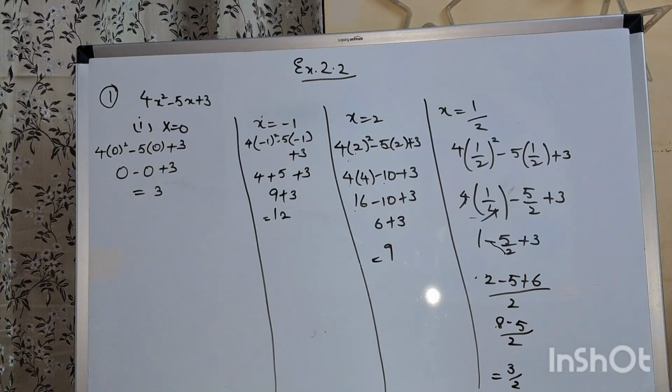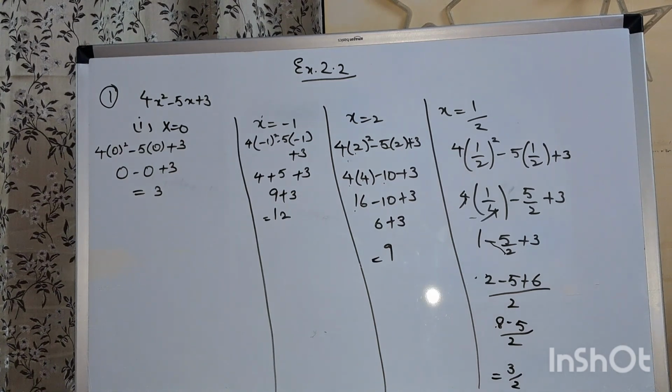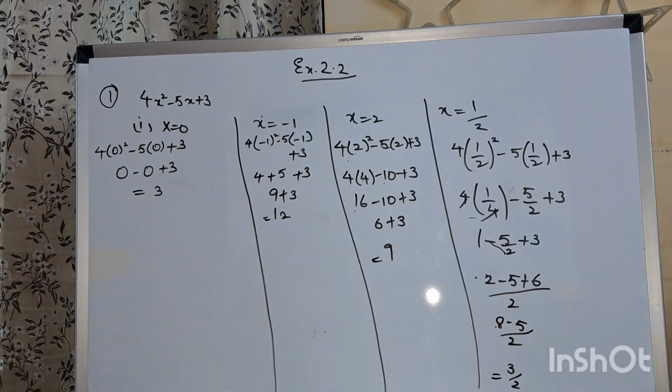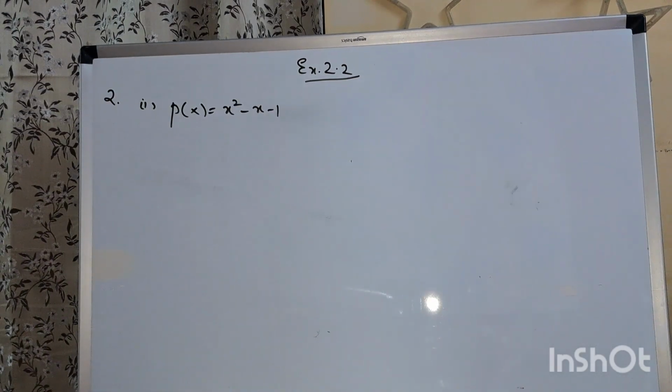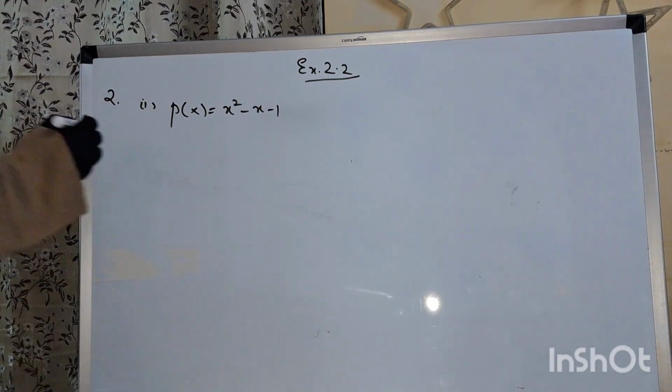Find p of 0, p of 1, p of 2 for each of the following polynomials. They have already given you the values, you have to find for 0, 1 and 2. So in each equation you have to substitute the value of x at 0 first, then 1, and then 2. Let us solve. Your first equation is p of x is equal to x square minus x minus 2.